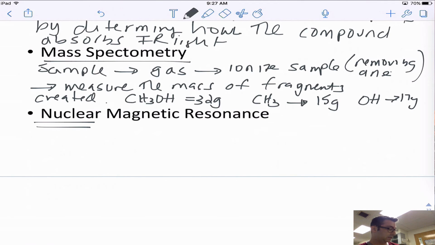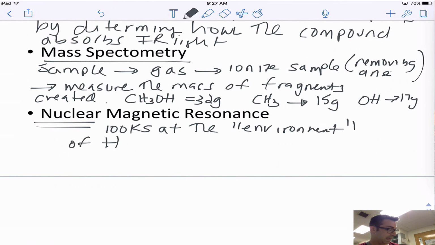And what NMR does is it looks at what they call the environment of hydrogen atoms. And from this, they can see how many hydrogen atoms are in a particular environment, and from there they can piece together what the molecule looks like.